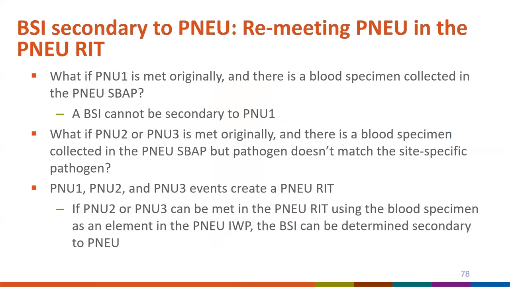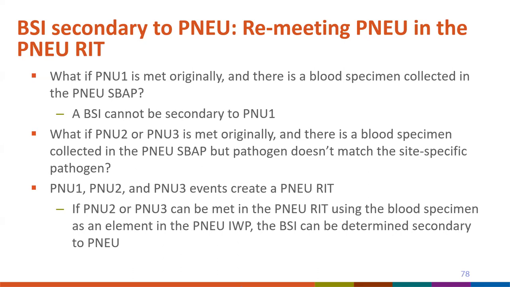So what if Nu1 is met originally and there is a blood specimen with a collection date in the new SBAP? Remember, a BSI cannot be secondary to Nu1. Or what if Nu2 or Nu3 is met originally and there is a blood specimen collected in the new SBAP, but the pathogen doesn't match the site-specific pathogen? Remember that Nu1, Nu2, and Nu3 events all create a new RIT. And if Nu2 or Nu3 can be met within the new RIT using the blood specimen as an element in a new IWP, the BSI can be determined secondary to Nu.